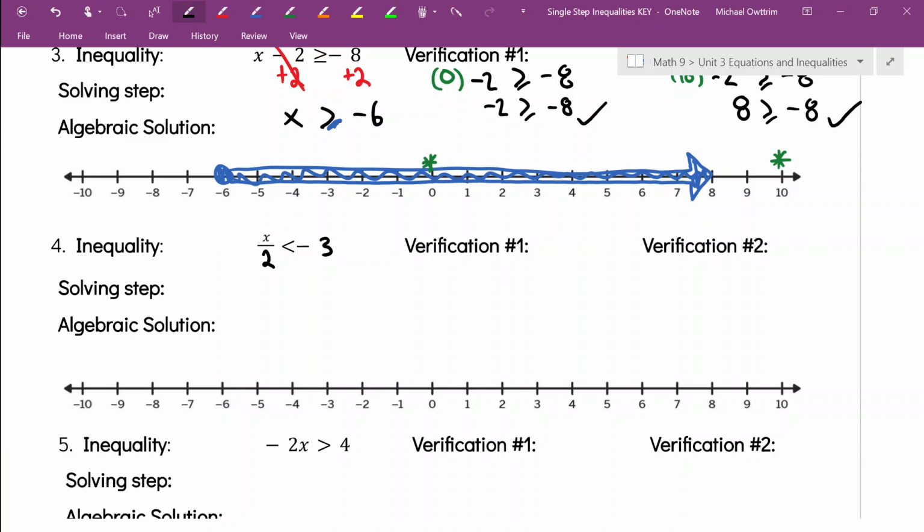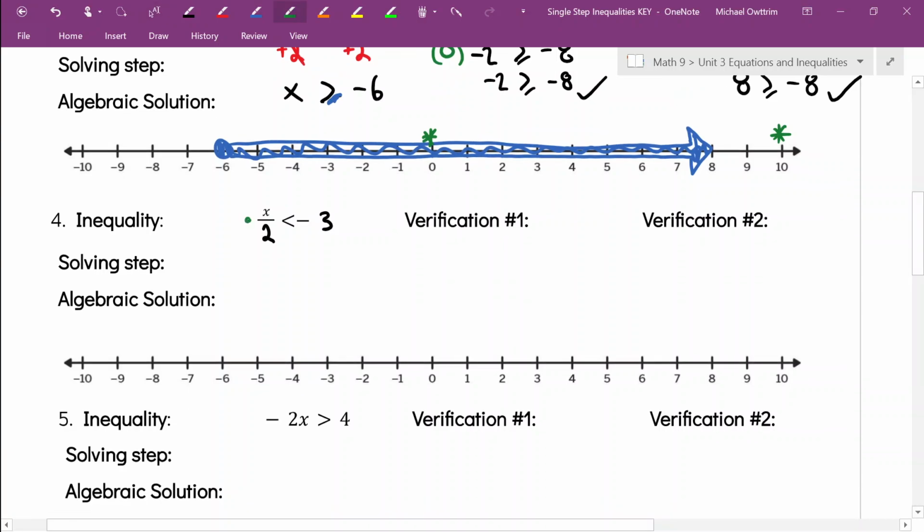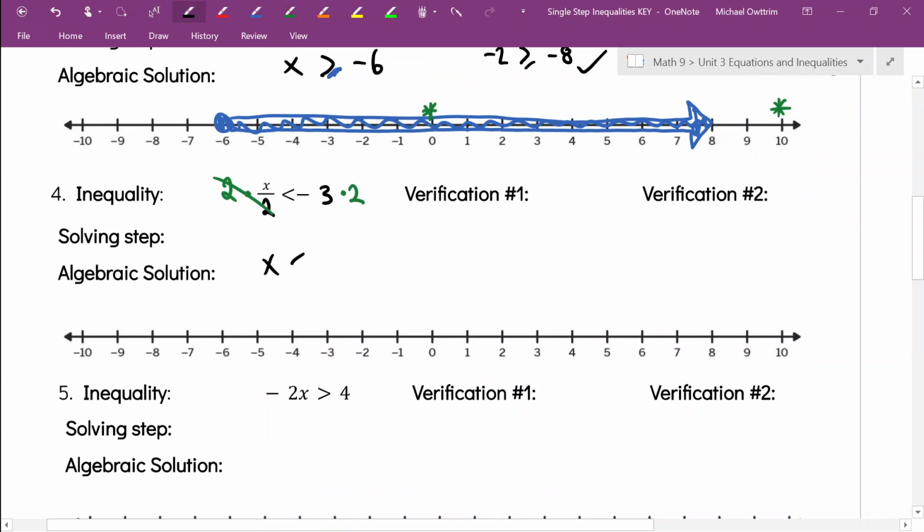Okay, next one up, I have x over 2 is less than negative 3. So I want to go ahead and think about what is that over 2 doing to my x? Well, x is right now being divided by 2. So I want to go ahead and multiply both sides by 2 to undo that. That's going to give me just x on the left side, and my negative 3 times 2 is negative 6. So let's put our negative 6 on our number line.